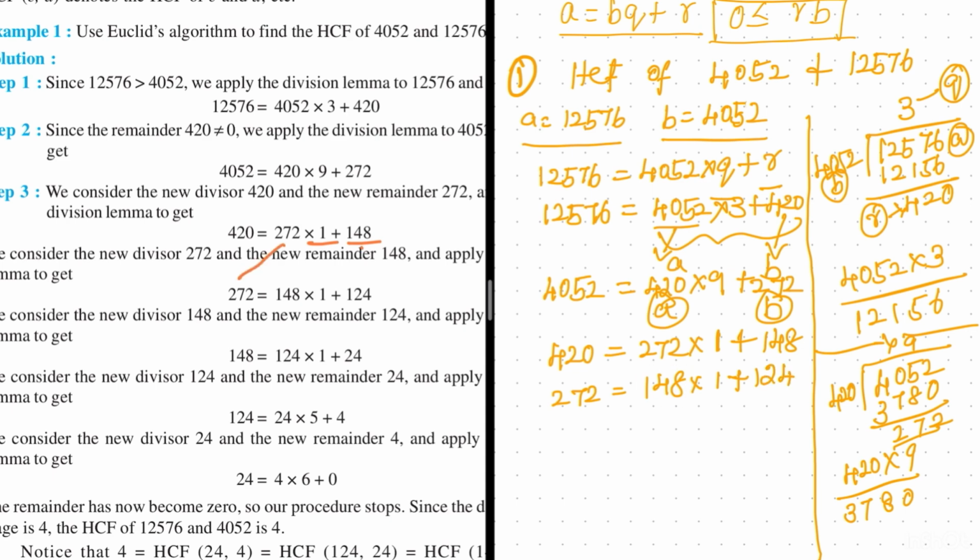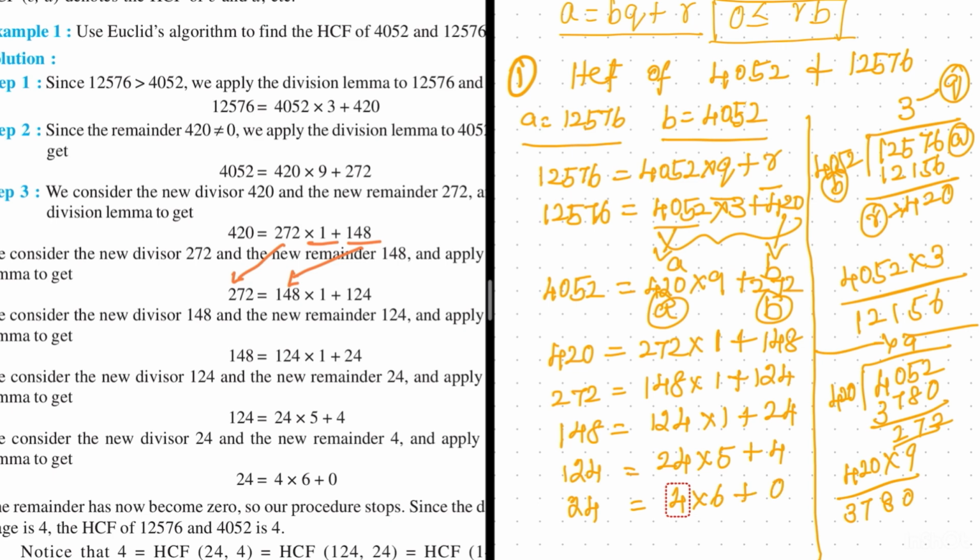So again 148 is equal to 124 into how many times? Approximately one time plus 24. Again we have to repeat this. 124 is equal to 24 into how many times? It is 5 times to arrive at 120, and the remainder will be 4. So again 24 is equal to 4 into how many times? 6 times, and the remainder will be 0.